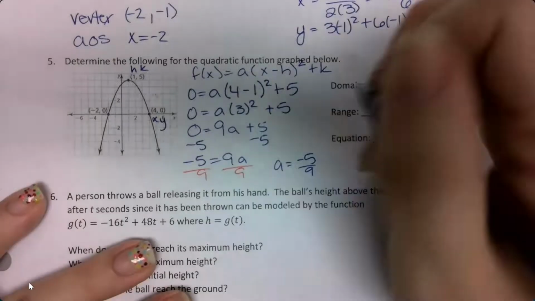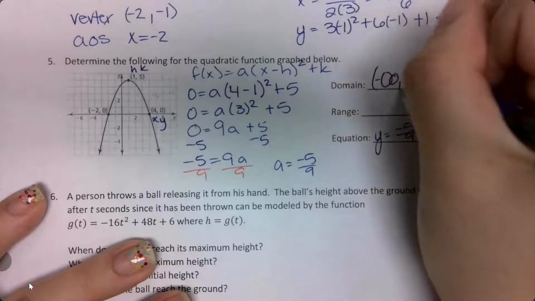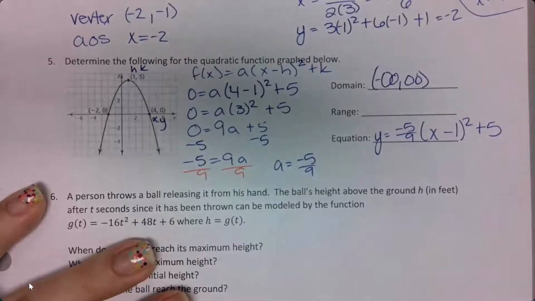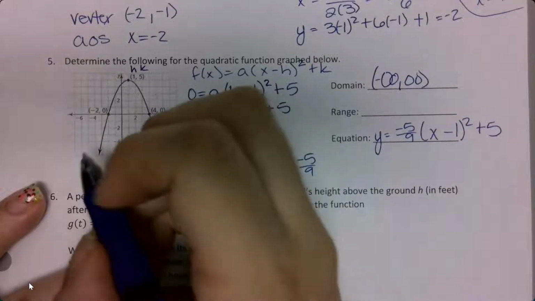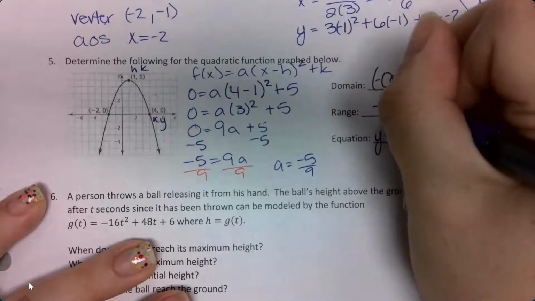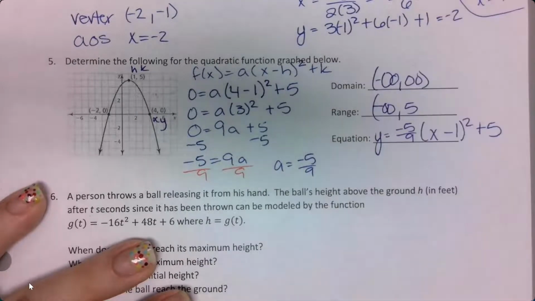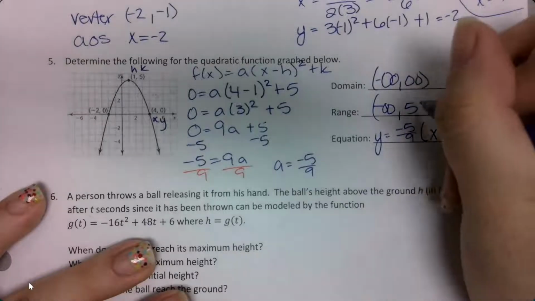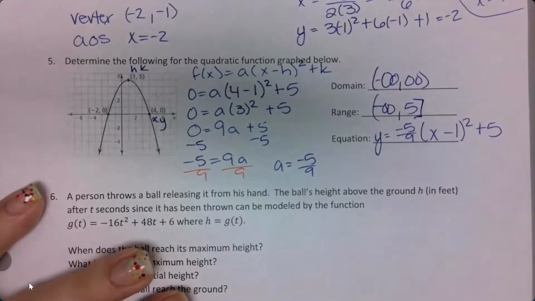For quadratic equations, my domain is always going to be negative infinity to positive infinity. And then my range is my y values. So I go down forever, but I stop at 5. So this is negative infinity to 5. Negative infinity gets a parentheses because that's not a specific number. 5 is included, so it gets the square bracket.